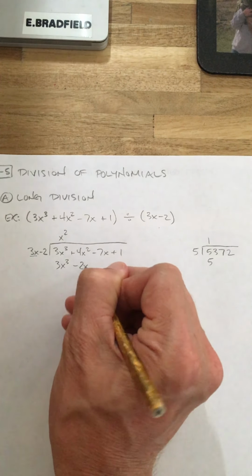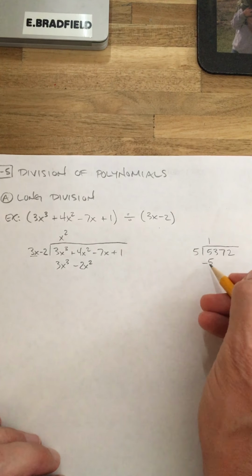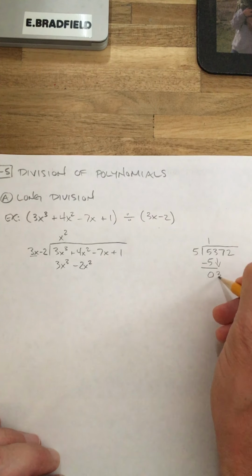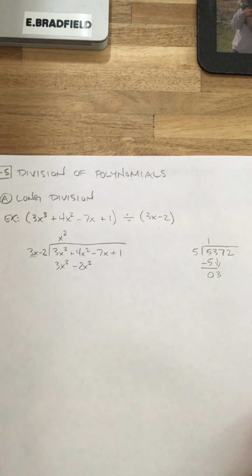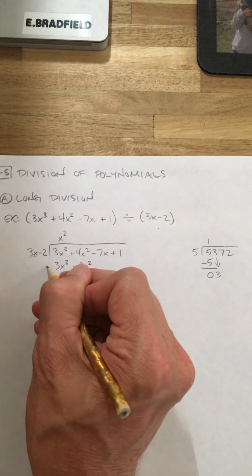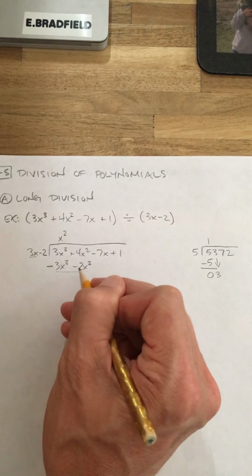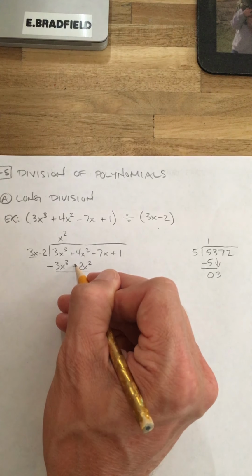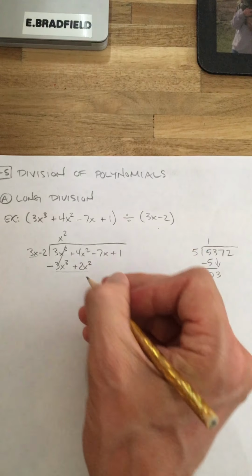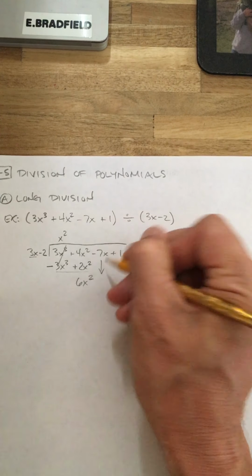Looking back over here, what do you do? You subtract the 5, and you get a 0, and then you bring down the 3. We do the same thing over here: we subtract the whole thing. If I subtract that, I have to subtract this, so it turns into a positive. Now these cancel, and 4x squared plus 2x squared is 6x squared. Then bring down the minus 7x.